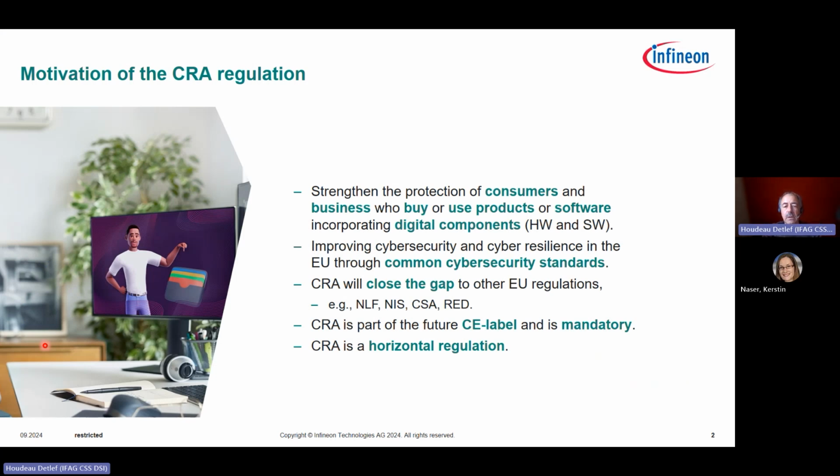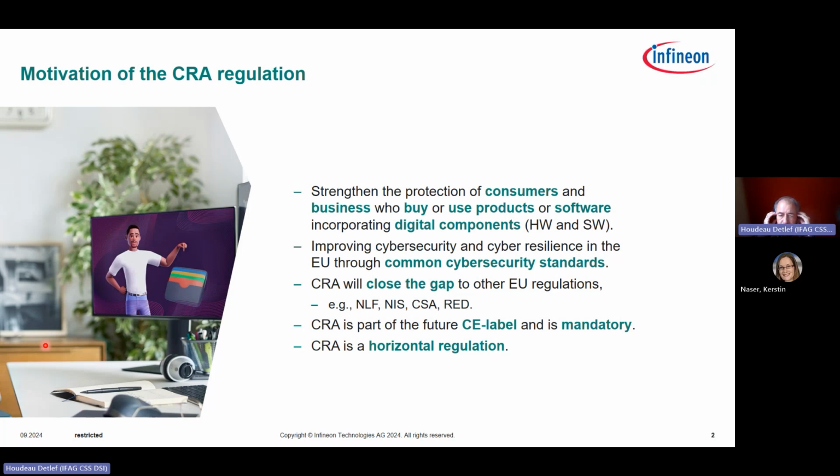In the past, we have seen that many regulations address safety aspects in terms of the CE label, but more and more products are digital, are connected, and with this, the Commission is looking at how we can protect consumers who buy such kind of products, or business. And they defined products in terms of software and hardware incorporated, so-called digital components in hardware and software. With this, the European Commission addresses common cybersecurity standards for such kind of connected devices.